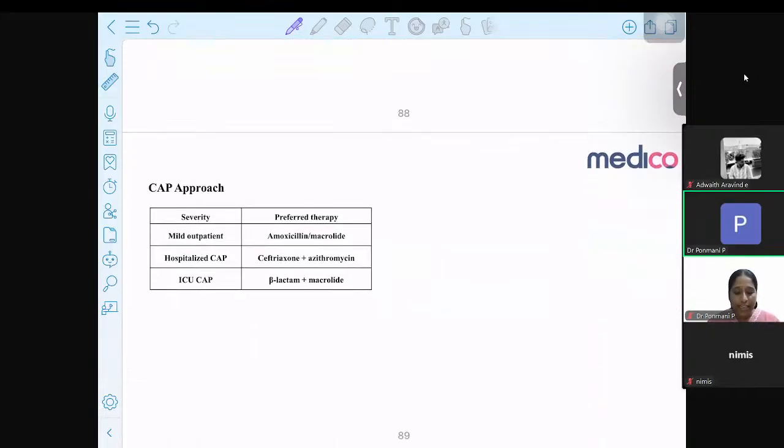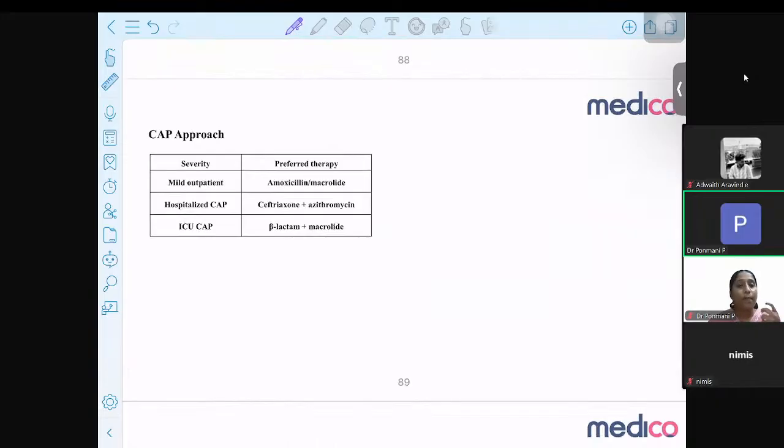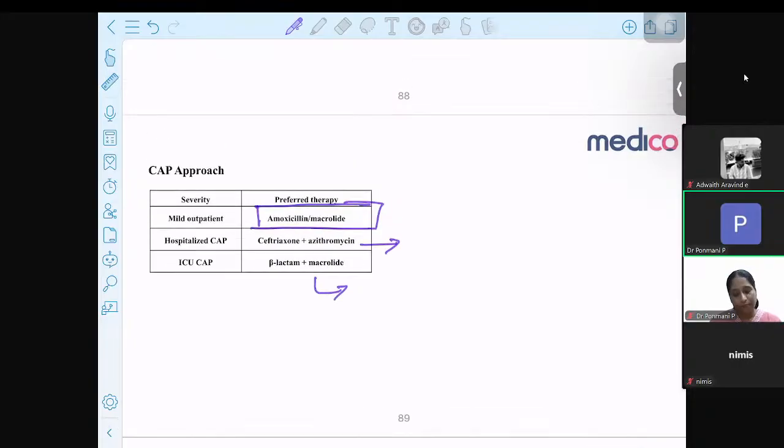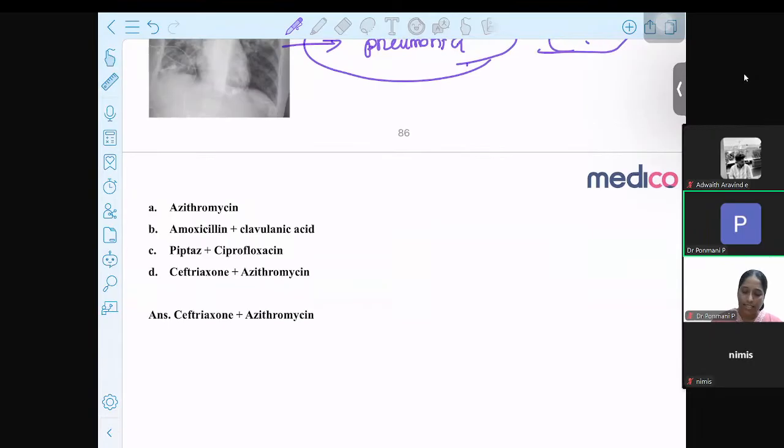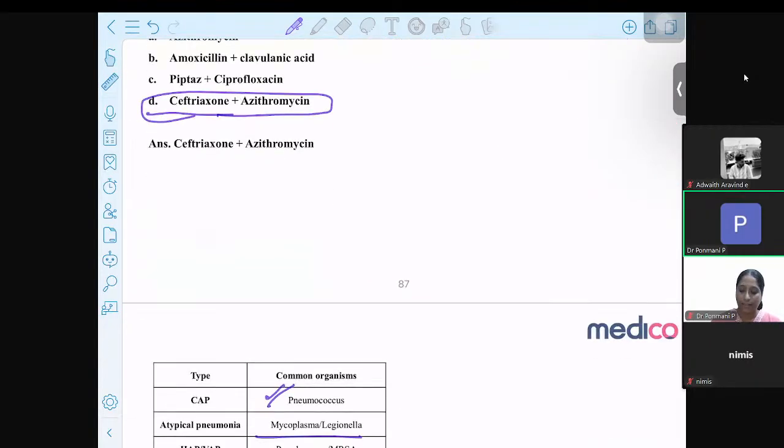How do you treat CAP? It depends upon which patient you are treating. If it is an outpatient and the infection is very mild, you can go for amoxicillin, a penicillin, and a macrolide. If he is hospitalized, you need to go for ceftriaxone and azithromycin. And in case of ICU patients, you need to go for a beta-lactam and a macrolide. And hence the option here is ceftriaxone and azithromycin.